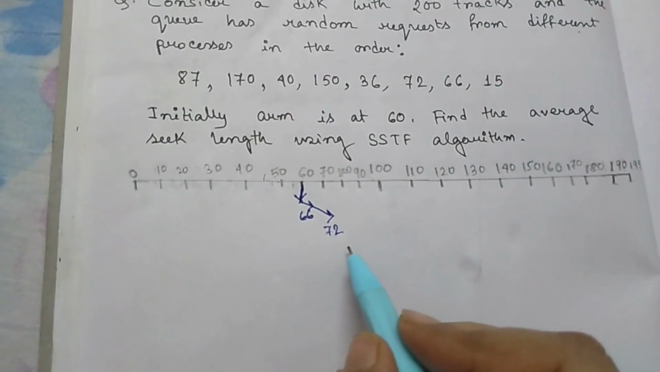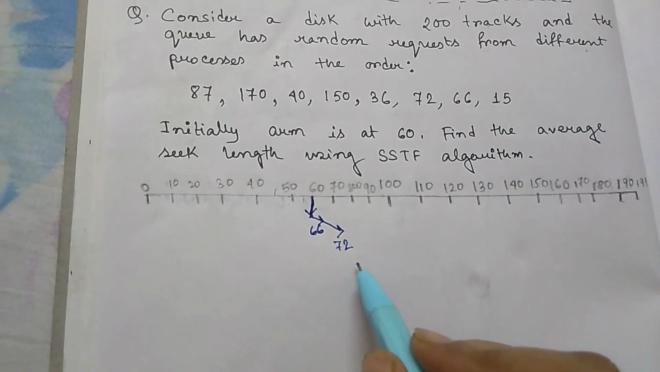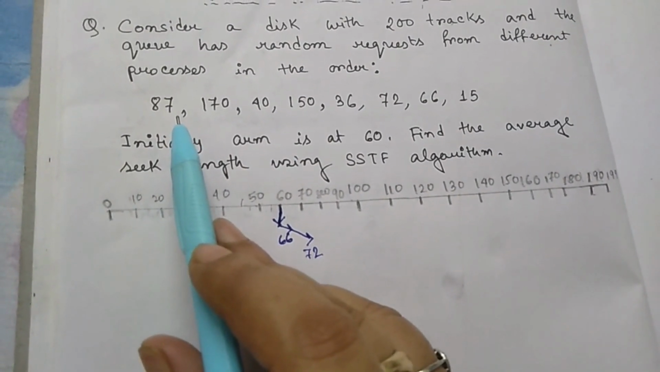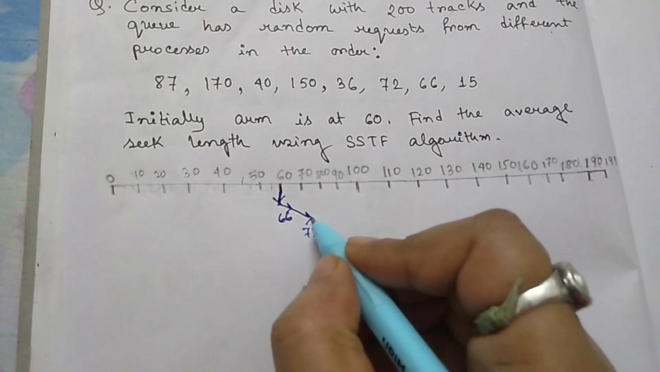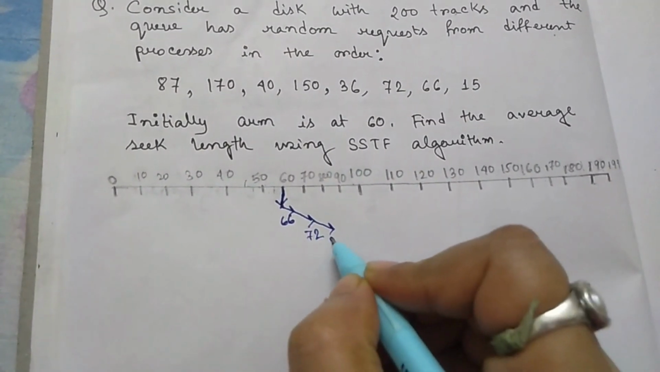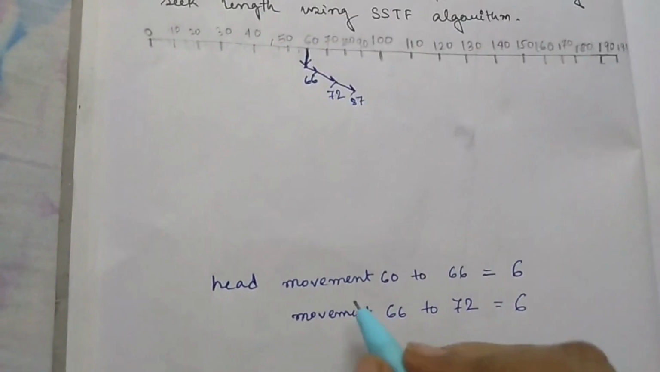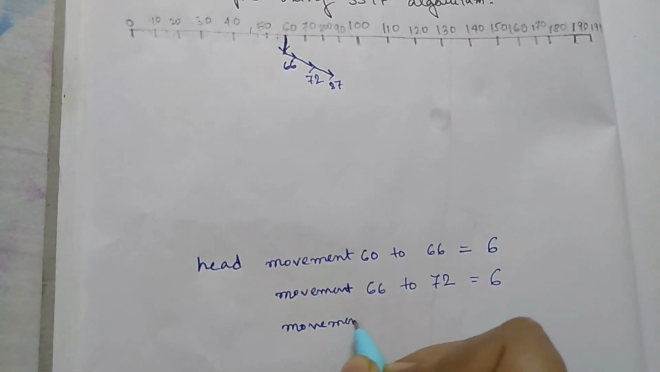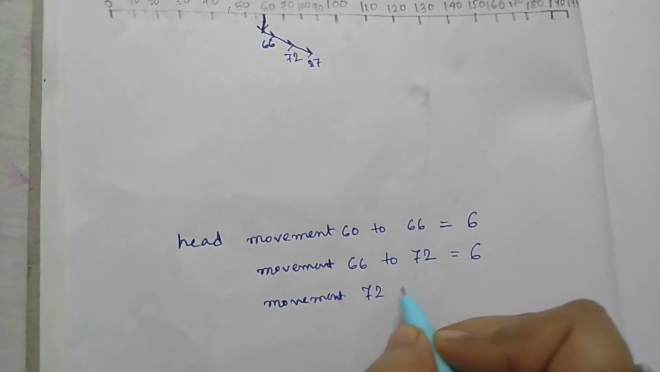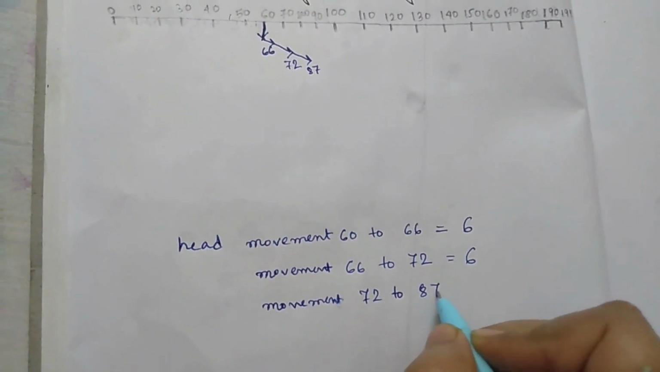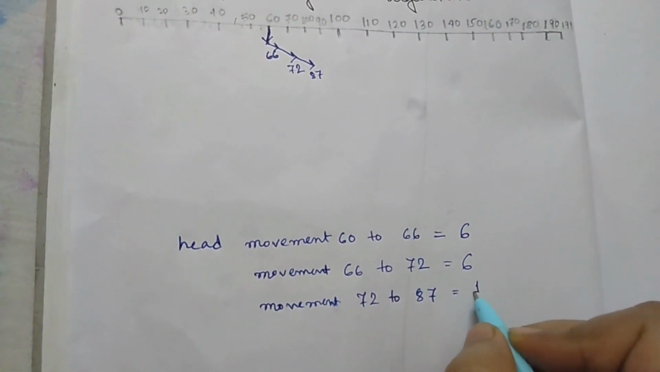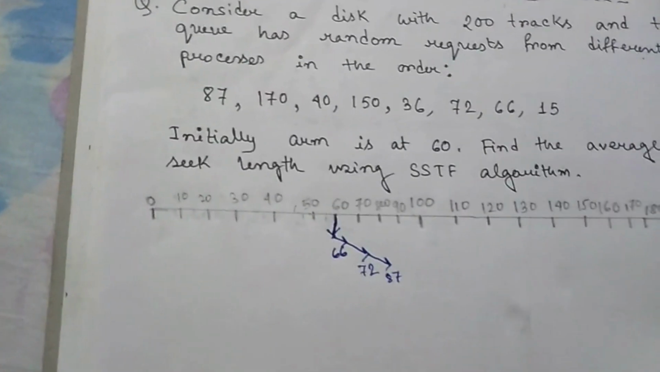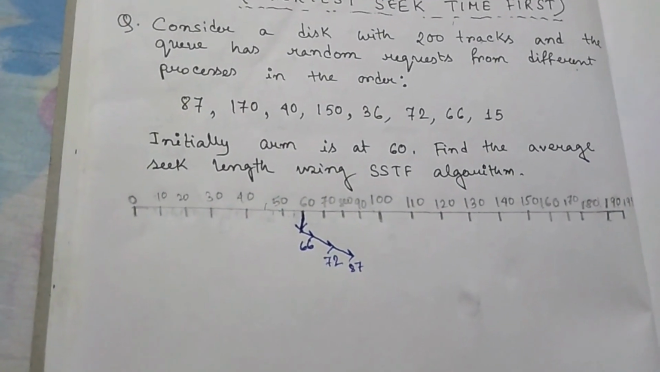Next nearest job of 72 is 87. Again we calculate the next movement, that is movement 72 to 87, and the range is 15. Okay, again, what is the nearest job of 87?